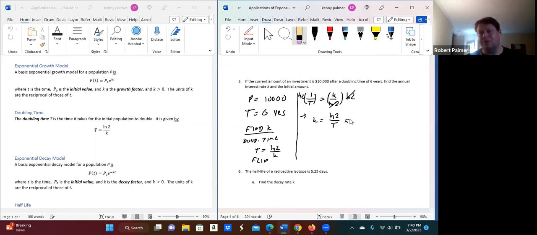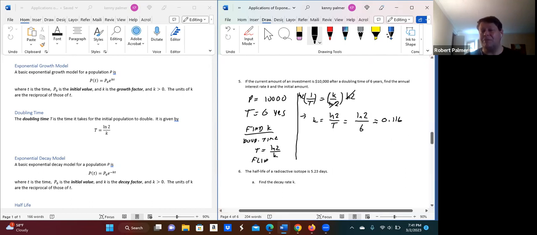And so this is going to be equal to the natural log of 2 over T, which is 6. So let's find that. The natural log of 2 divided by 6 is, I'll say to 3 decimal places, approximately 0.116. Okay, so K is that. So we found the interest rate.